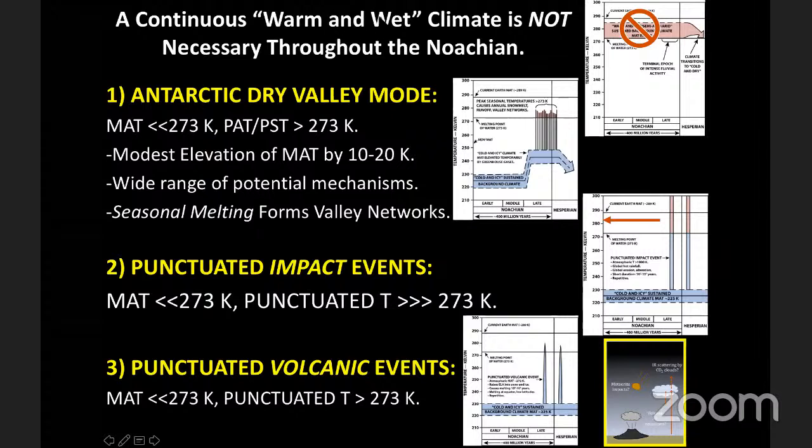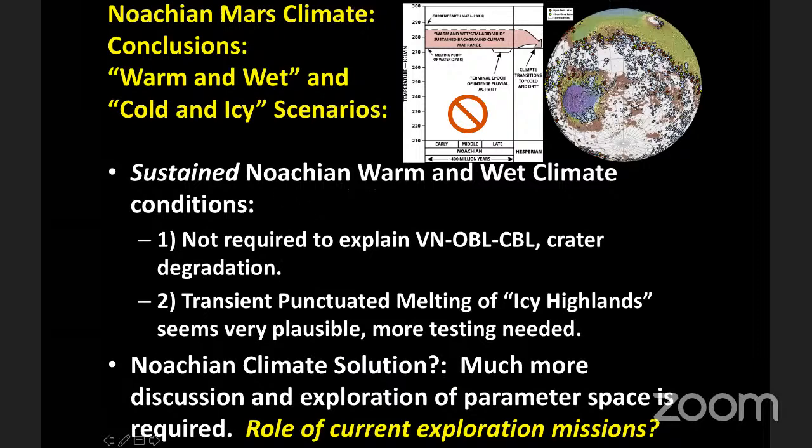We have three models for options other than a warm and wet continuous ambient climate: the Antarctic dry valley mode, where MAT is below 273K, but peak annual and seasonal temperature might exceed that. We have punctuated impact events, which may also have an effect, and punctuated volcanic events, which could also contribute. So, lurching towards conclusion here, our conclusion really is that sustained Noachian warm and wet climate conditions are not required to explain the valley networks, open basin lakes, closed basin lakes and crater degradation characteristics. Transient punctuated melting of icy highlands seems plausible, but we need to do more testing, and we're in the process of doing that now.